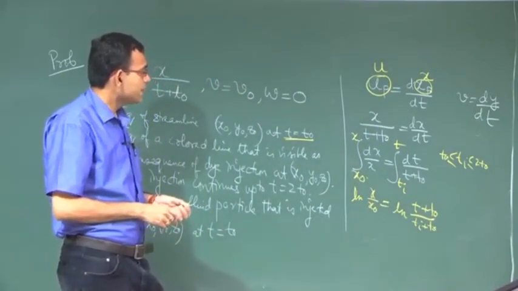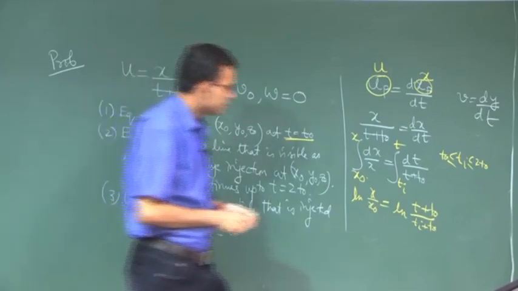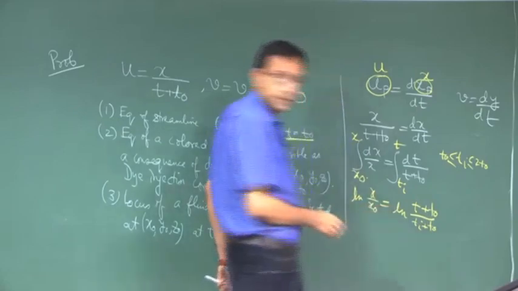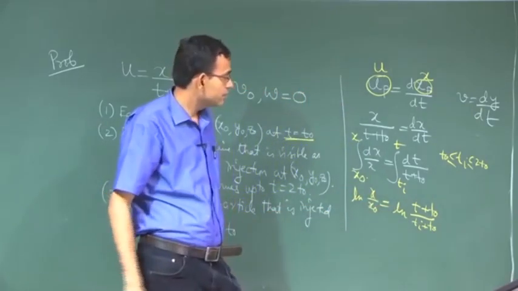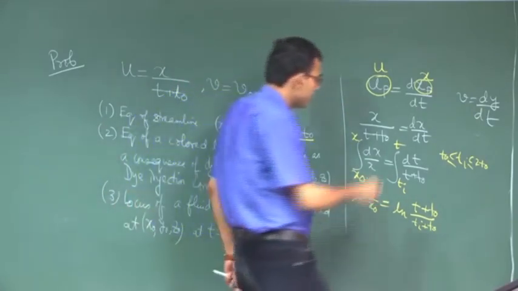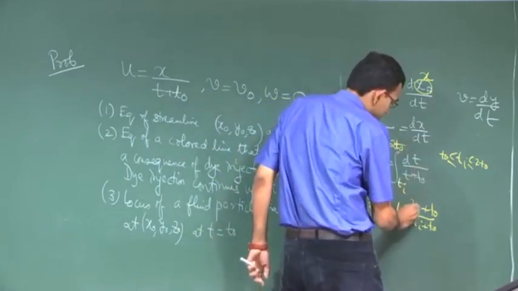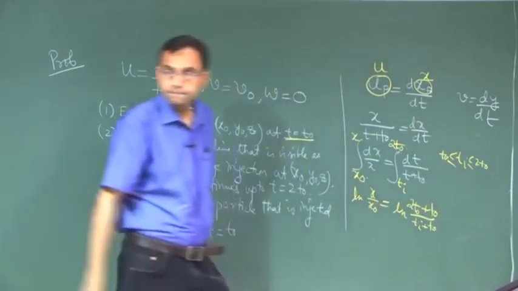Similarly, upper limit will be 2 t0, right. So this will be 2 t0, right.